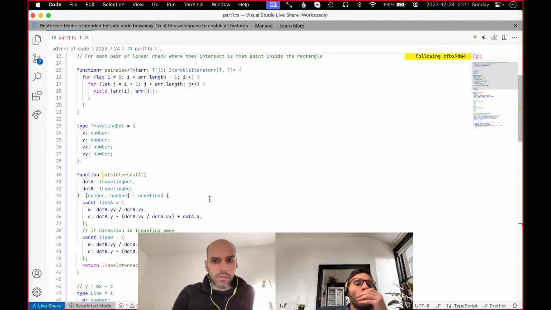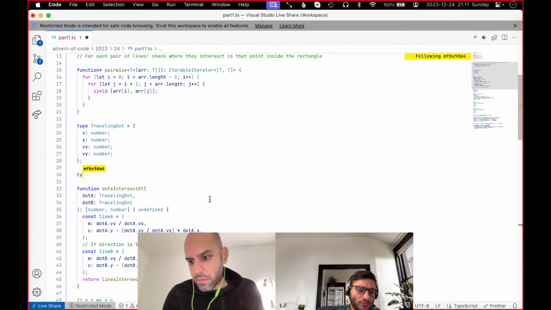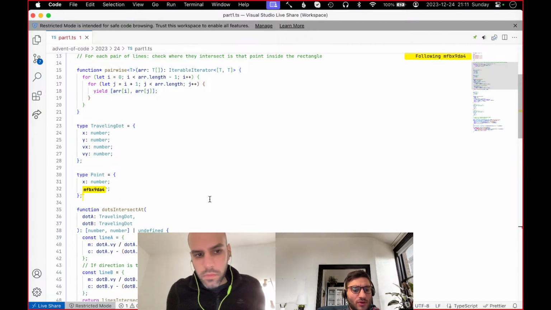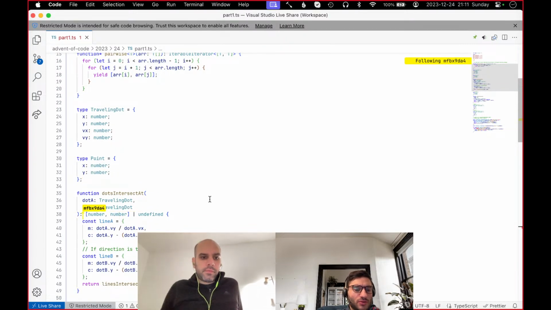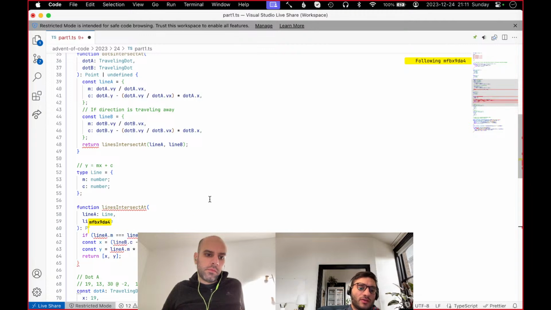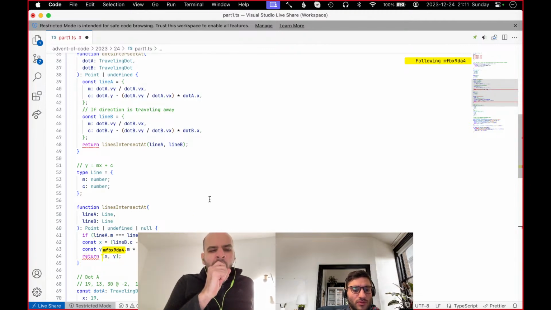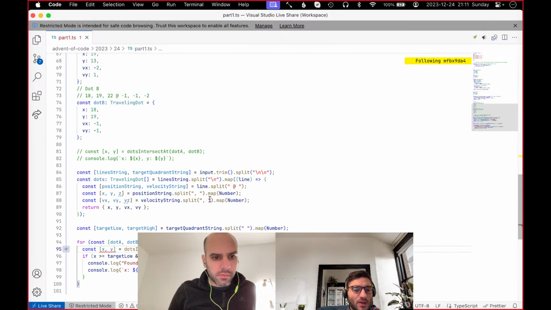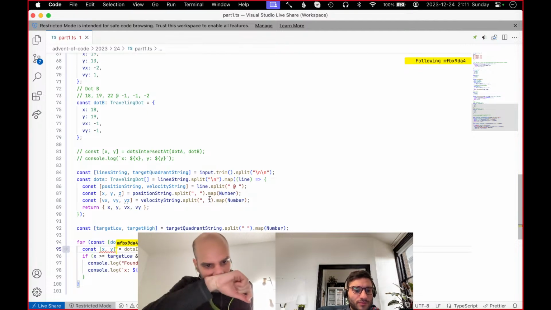I'm just going to add the x and y, and then this will return a point or undefined, and this will return a point or undefined, and this will do that. I don't know why it's thinking about nulls.